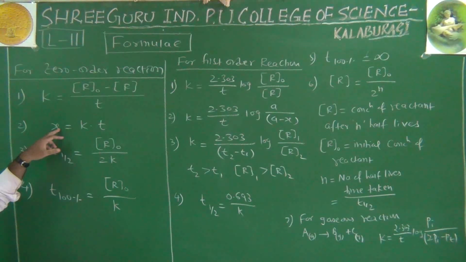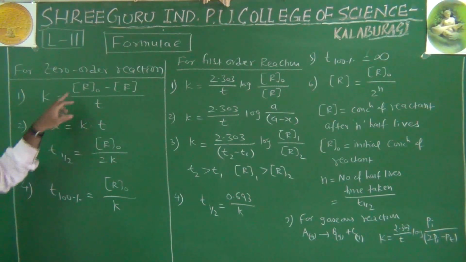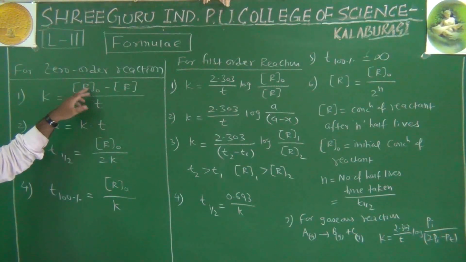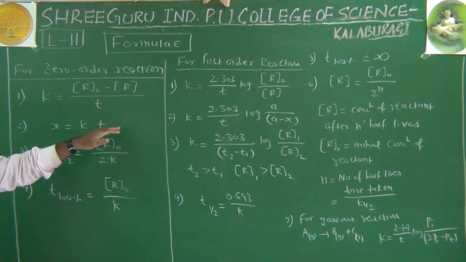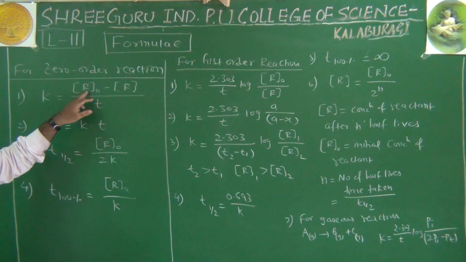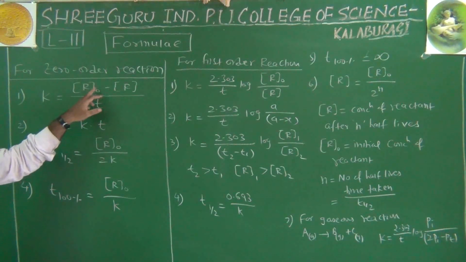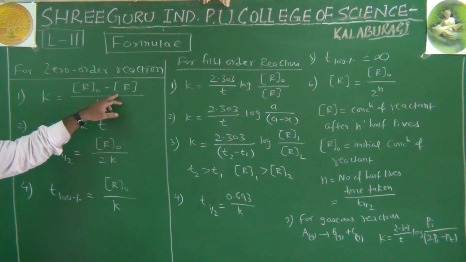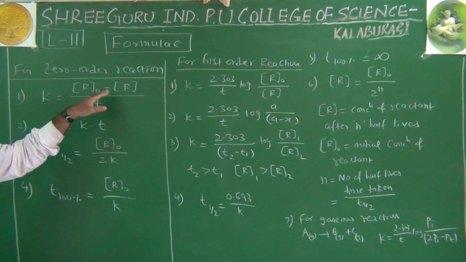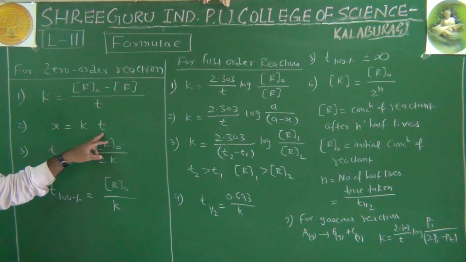This R0 minus R is nothing but x, because if R0 is A and x mole per liter has been decomposed, the remaining will be A minus x. So A minus (A minus x), the A minus A we can cancel, and we can substitute this as x. So x is equal to Kt.